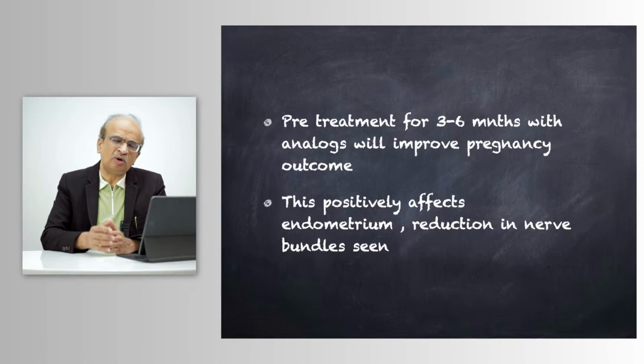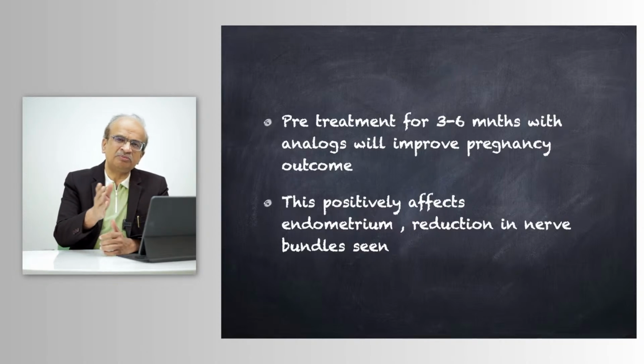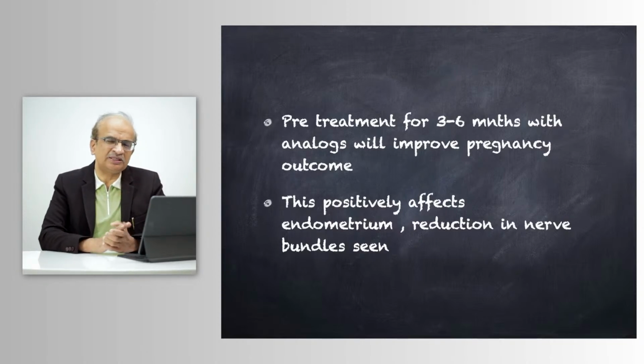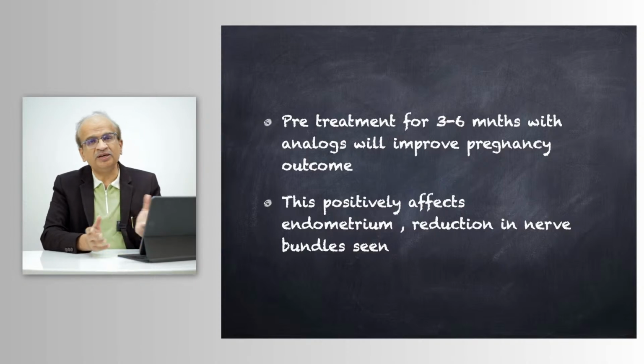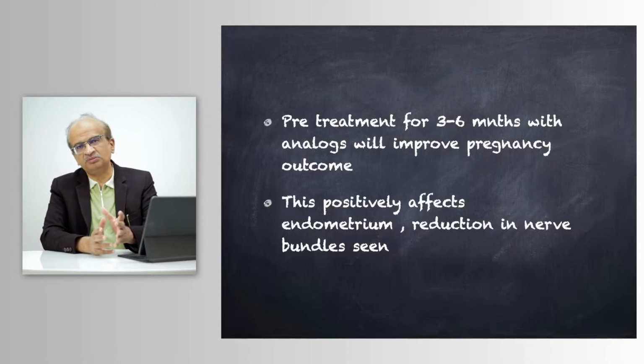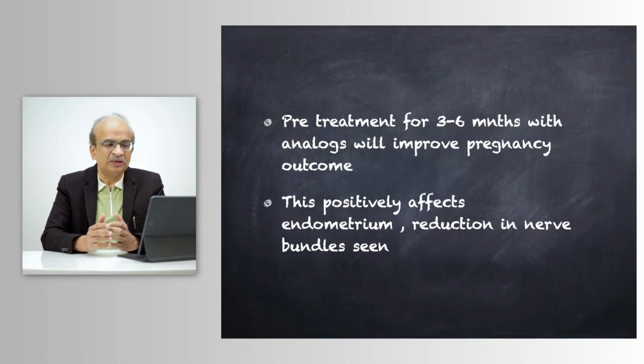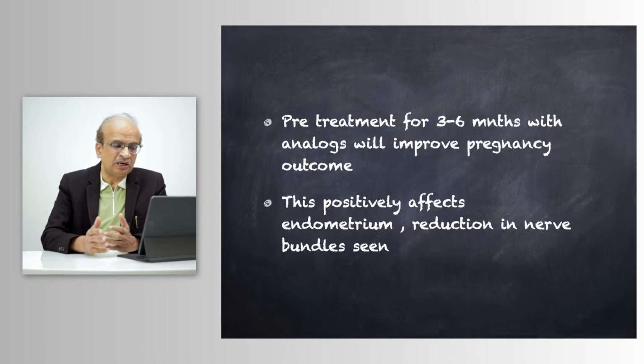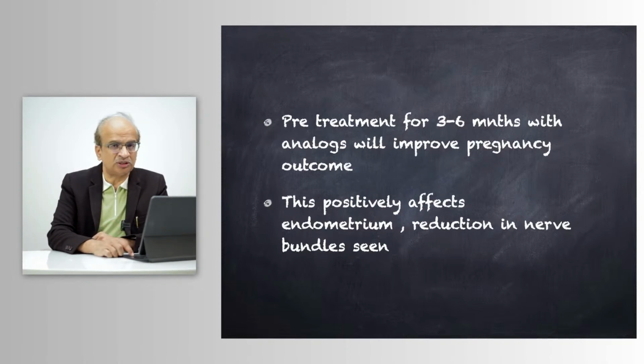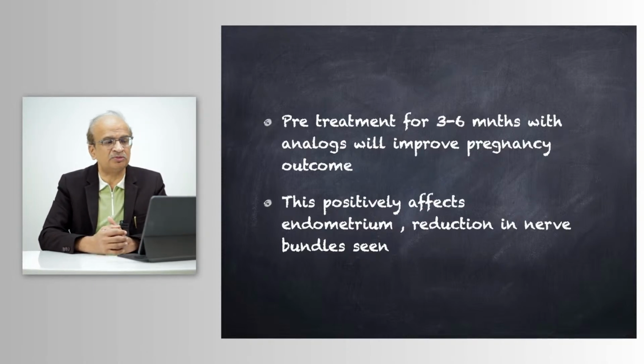All the studies, obviously, this paper quotes are those published earlier than 2010. They said that long-term GnRH agonists were then in vogue, like giving long-term GnRH agonists followed by IVF. And they said all that will definitely improve the endometrium itself. And this long-term GnRH agonist will positively affect the endometrium, and a reduction in nerve bundles is also seen, which is seen in the histopathology.